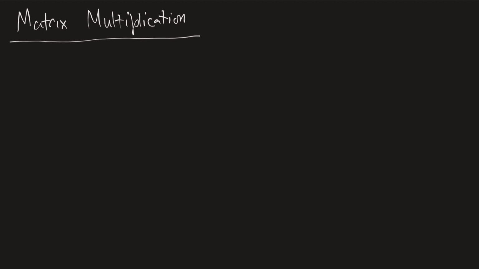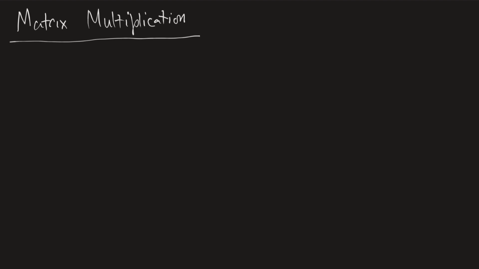Next up in this video, we're going to define a very important operation for matrices, and it's matrix multiplication, not to be confused with scalar multiplication. Scalar multiplication implies that you're multiplying by a constant. Matrix multiplication implies that you're multiplying by a matrix, right?